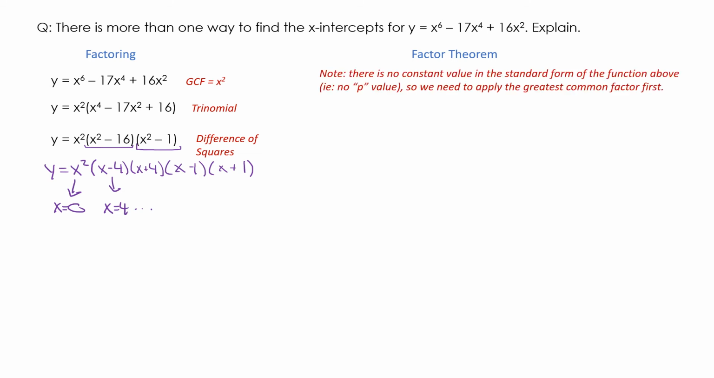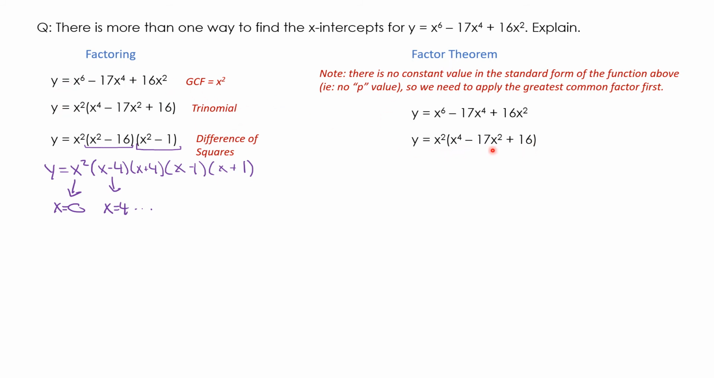The factor theorem. Note there's no constant value in the standard form of the function above. That means when we do the p over q, there's no p value. So we don't have a constant term here. We're going to do the greatest common factor just like we did over here. We'll do that first. There's our original question, and there's the greatest common factor. So this x squared is done. I don't have to worry about doing anything with it. What I'm looking at now is the trinomial that's in here. I'm not going to do this factoring again. I'm trying to show you a different method here.